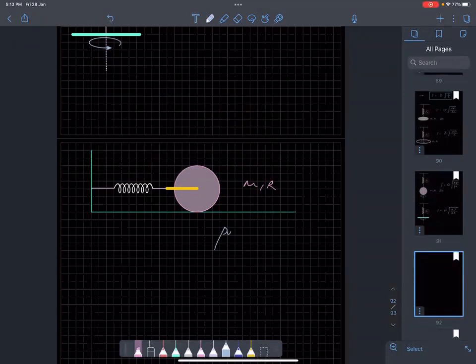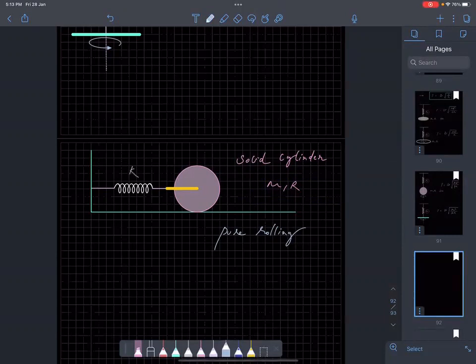Yes, sir. Pure rolling. Here, v equal to R omega. Whenever you have pure rolling, the axis of rotation is moving. So whenever the axis of rotation is moving, you will have two components: one is translational kinetic energy, and the other is rotational kinetic energy.